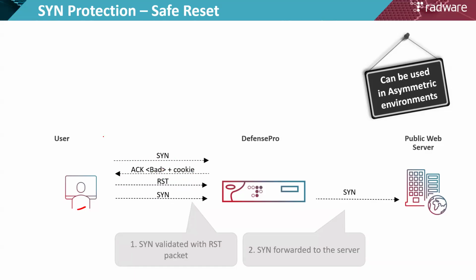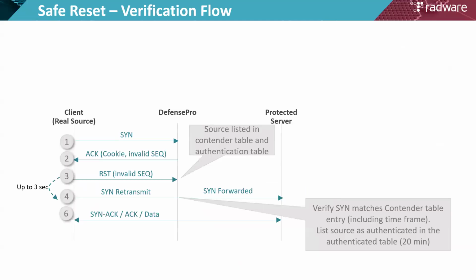Once we receive the SYN packet again after the connection is reset, we authenticate that particular client and we simply establish a backend connection with the server. So this is the safe reset option, and it can be used in asymmetric environments. That's why this is the preferred operation when it comes to SYN flood protection.